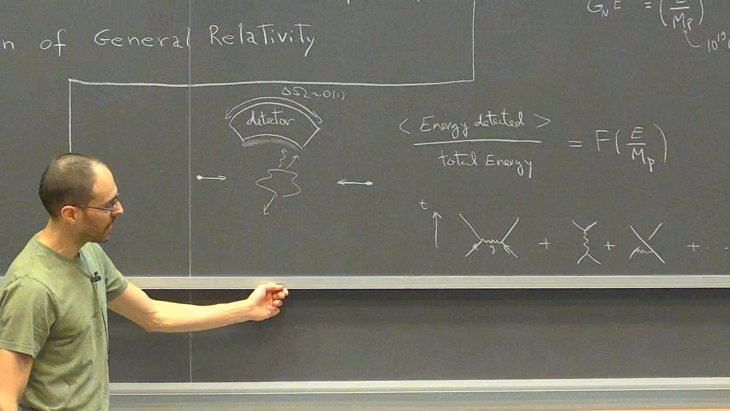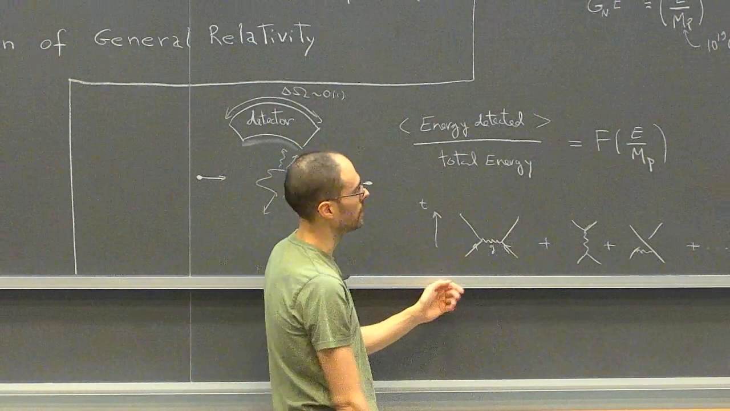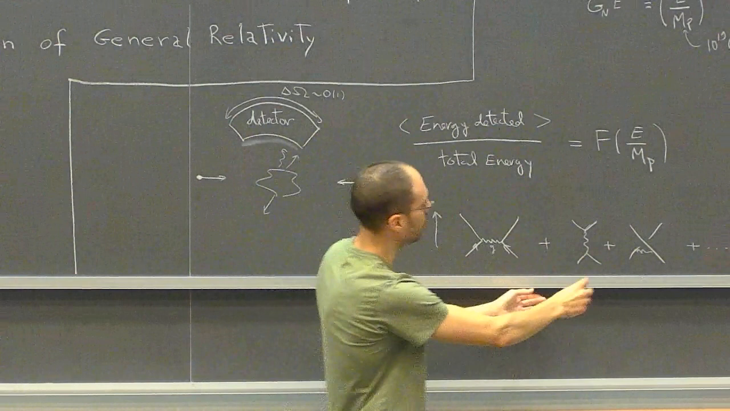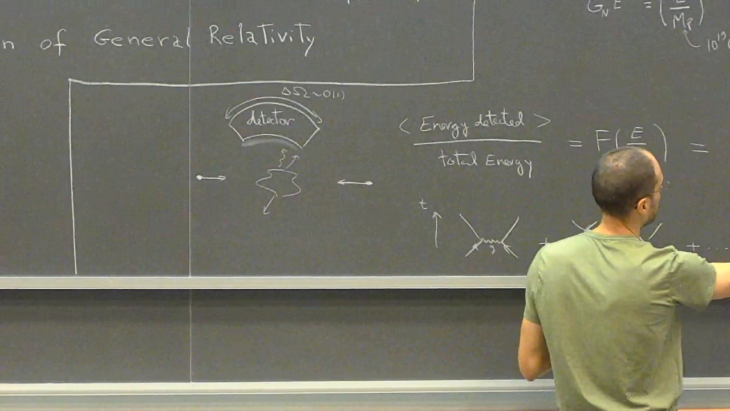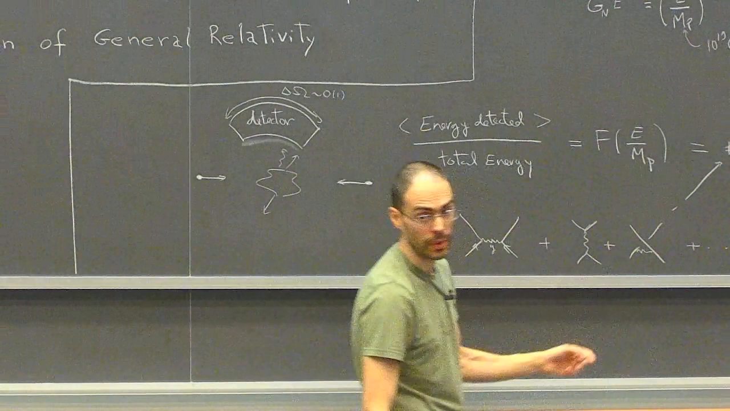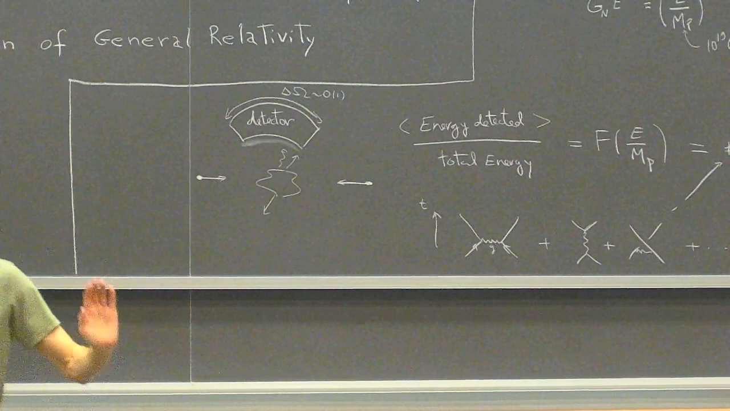But from these three diagrams, each diagram goes like G Newton. So you have to take the square, because this is an expectation value. So you can compute here that this starts as E over M Planck to the fourth power with some number which is computable. Okay, so you know this number. It will depend on how big the detector is, but this is all known.